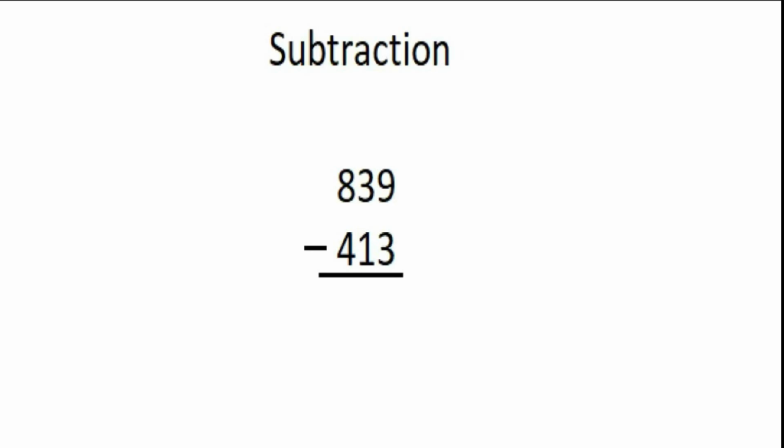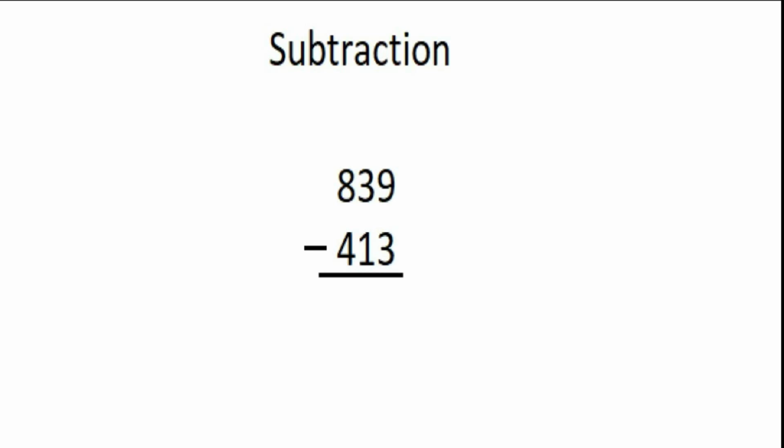On the board, we have 839 minus 413. In this example, we are subtracting a 3-digit number from another 3-digit number. When subtracting, always begin in the ones column and then move over to the next column, which is the tens column, and then move over to the last column, which is the hundreds column.